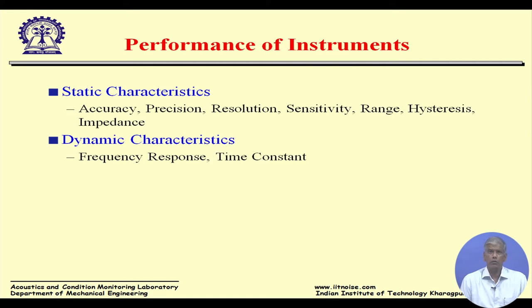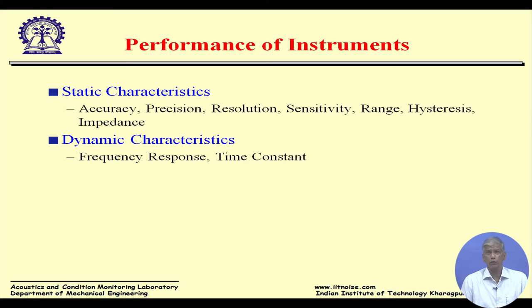But something we must know about these instruments is their static characteristics. What is the difference between accuracy and precision? What is the resolution, sensitivity, range, hysteresis, impedance? Because of lack of time, I will not discuss all of them in detail. But I am sure when you buy an instrument or do a measurement, one has to be careful about these features. You all perhaps know the difference between an accurate instrument and a precise instrument. And the same measuring instrument, one which is accurate and precise, costs a lot compared to just being an accurate measurement. We're talking about random error and bias error and so on. I'll not discuss that, but one has to be aware of how these things could influence your results.